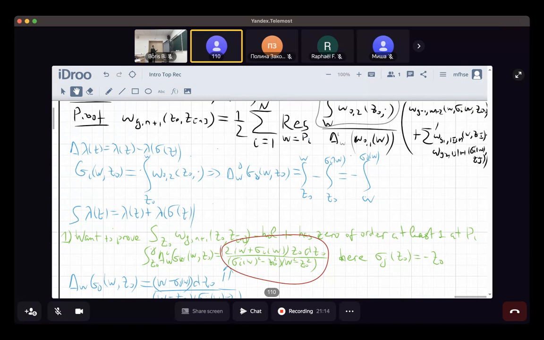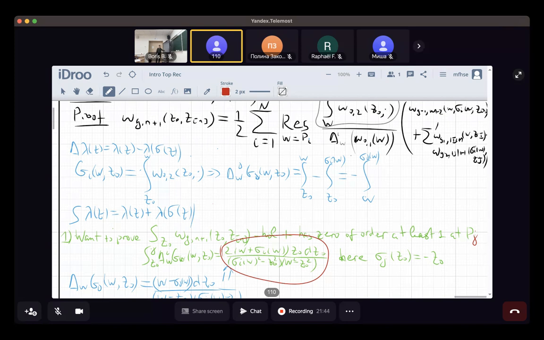Not pi, pj. At pj, sorry. There should be j. Here should be pj. And we assume that Z0 is equal to zero. We can choose Z0 as a local coordinate in pj, such that Z0 is just zero in pj, and so therefore this is just zero in pj.